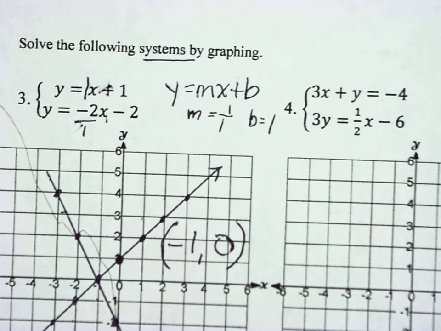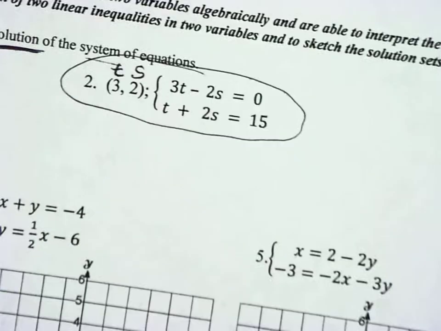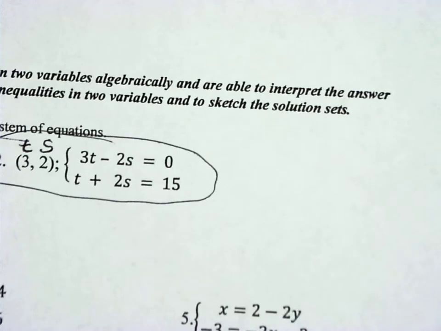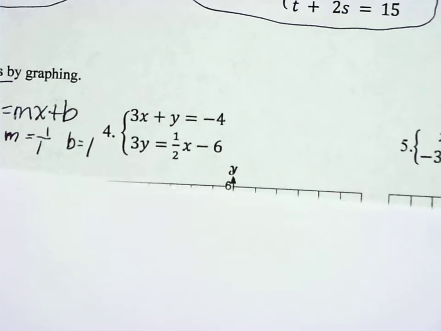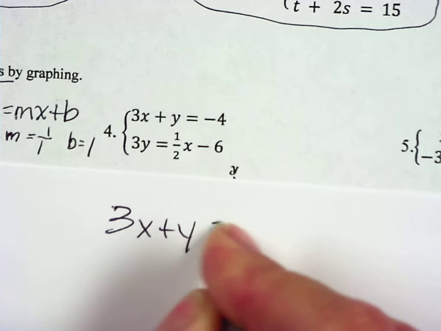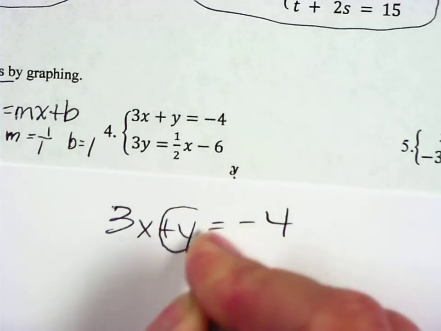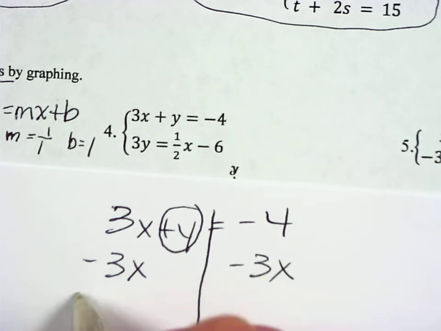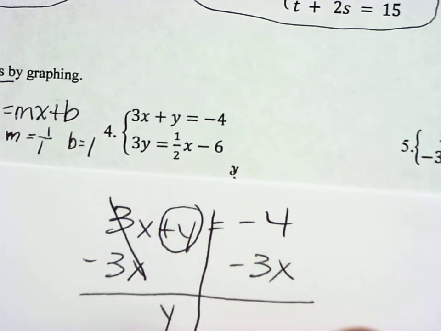All right, we're on number 4. First thing we're going to do is put it in slope-intercept form. So I'm going to take 3x plus y equals -4. I want to get y alone. Subtract 3x from both sides. Cancel. Y equals -3x minus 4.